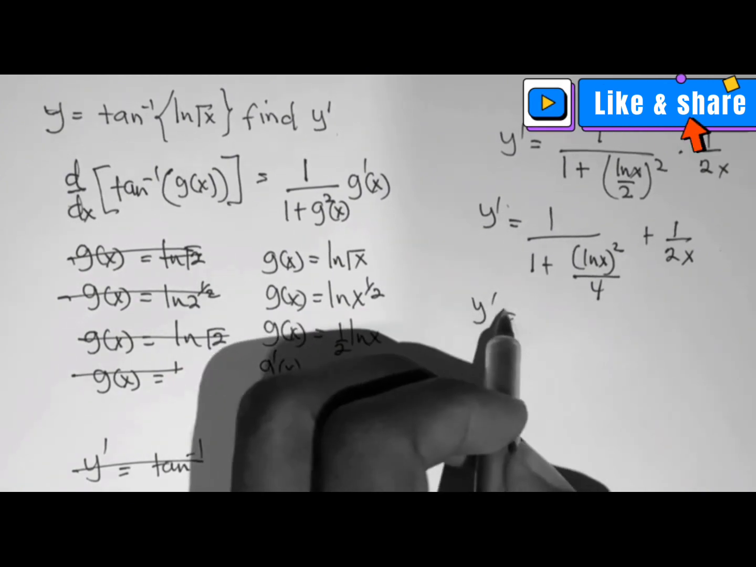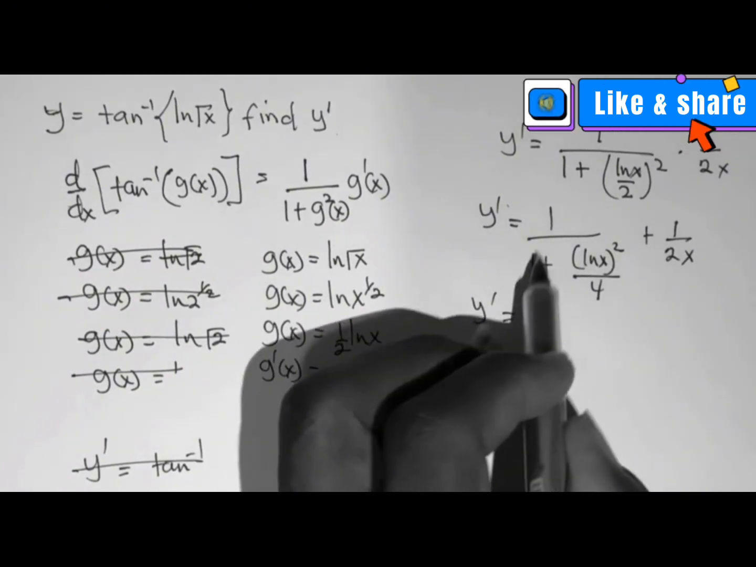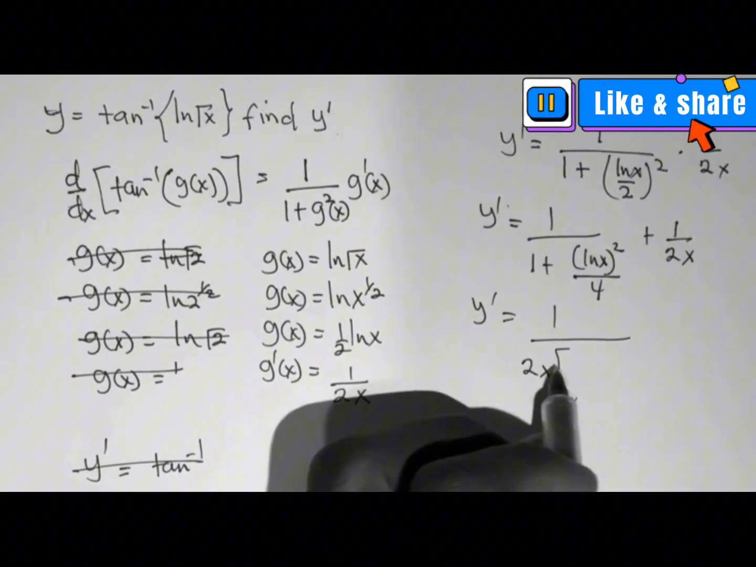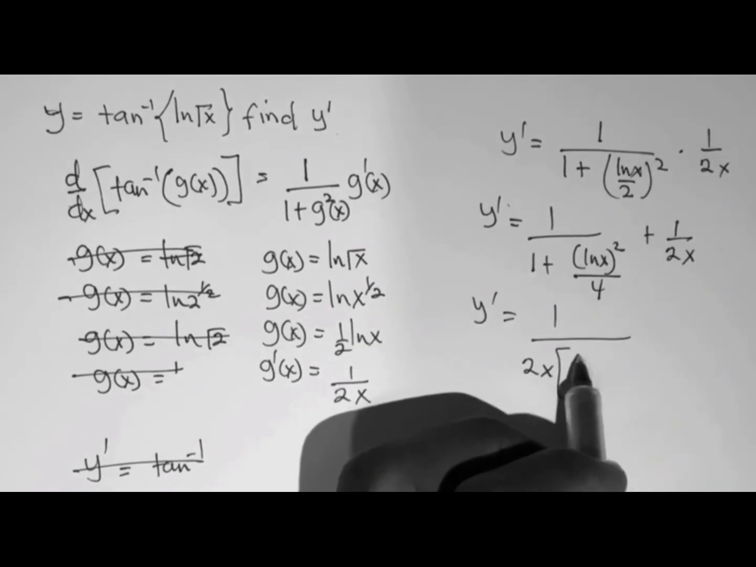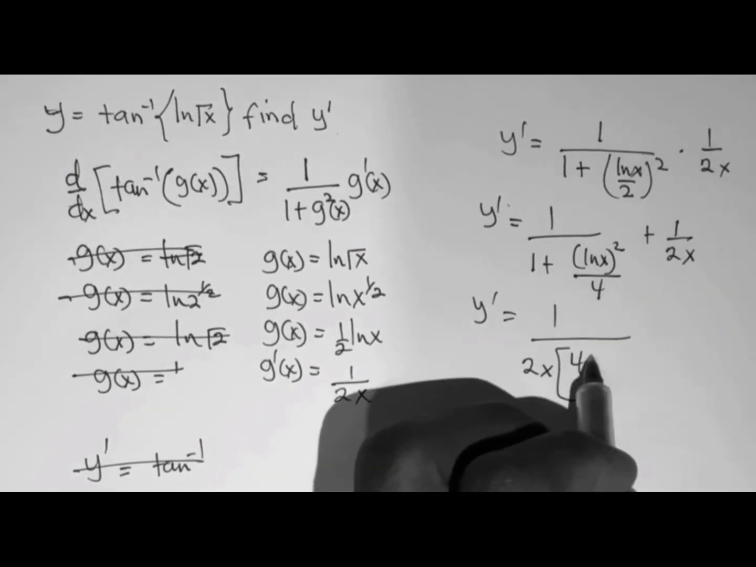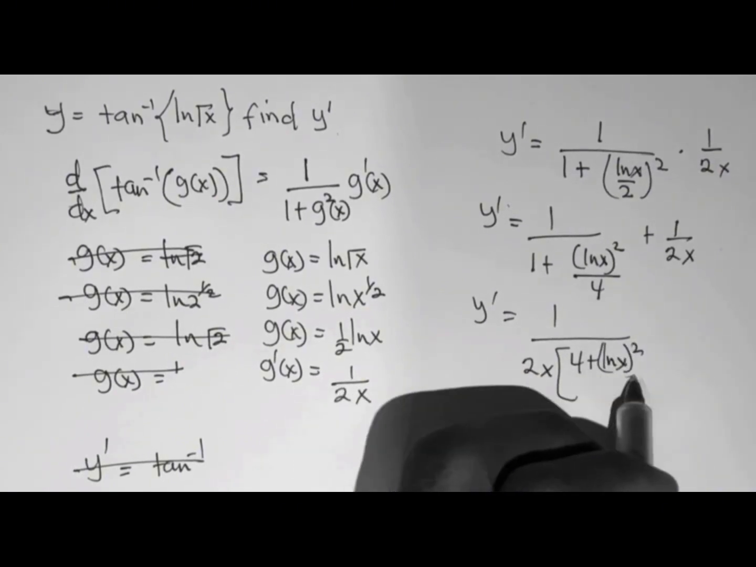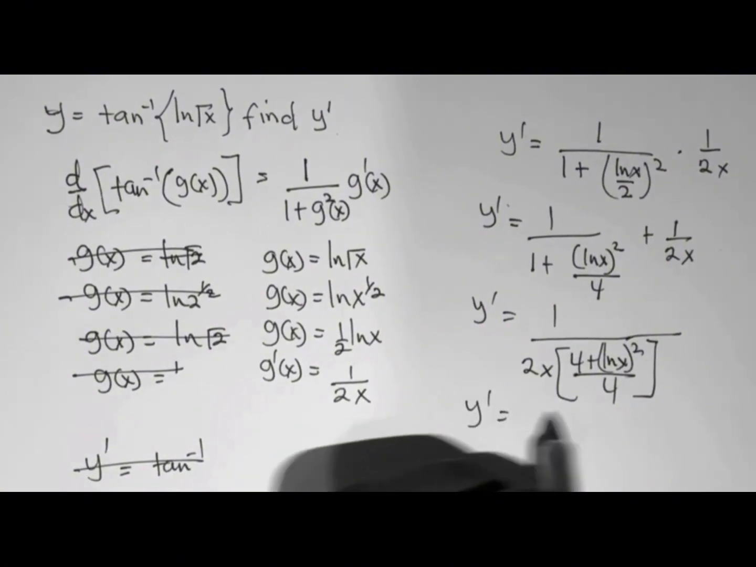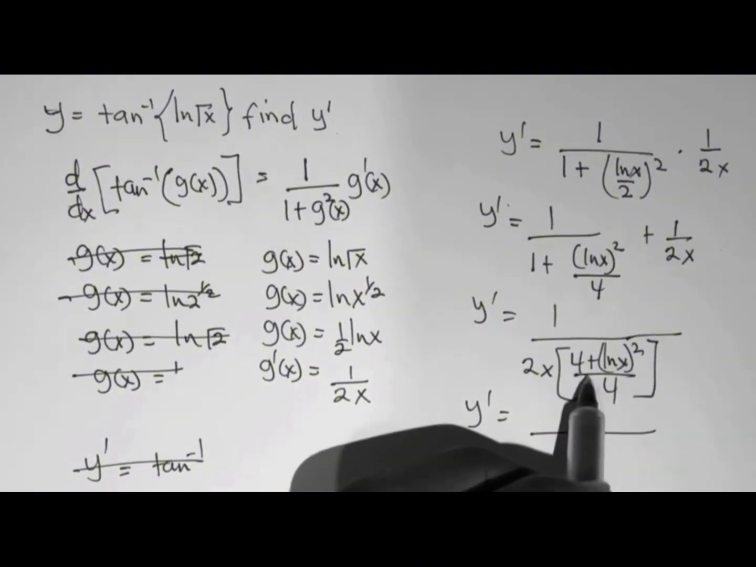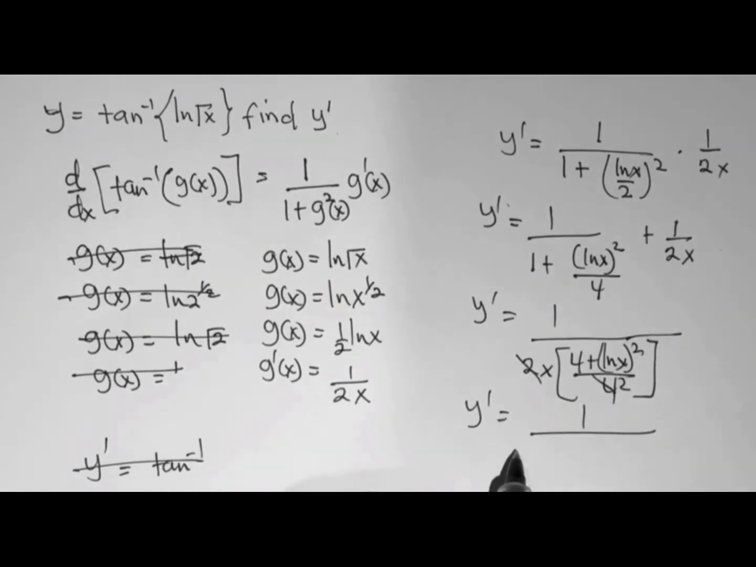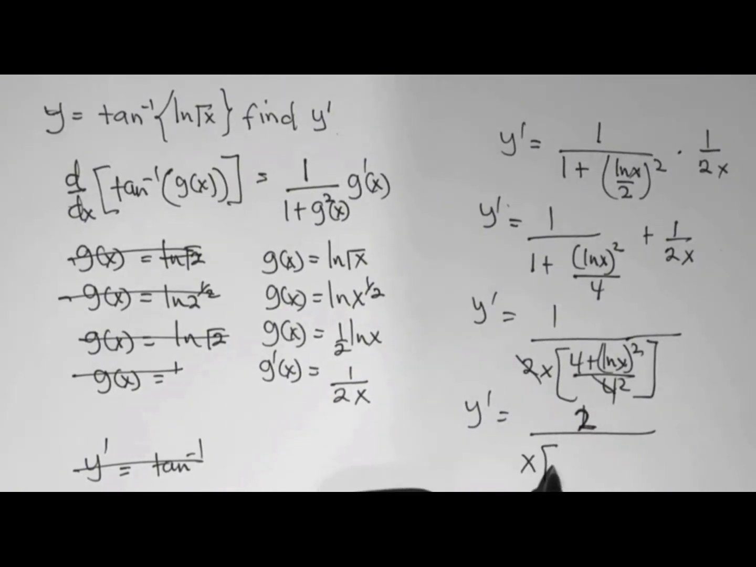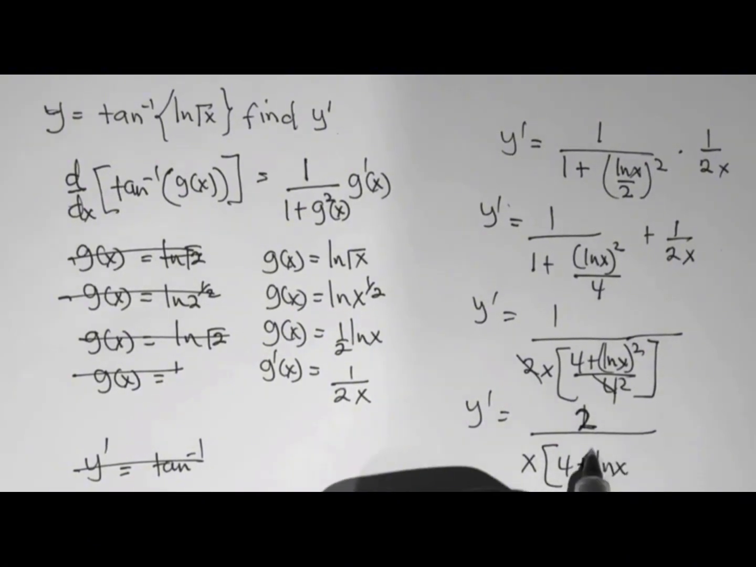So y prime is equal to 1 divided by, when you find the LCM, it gives you 4. So 4 plus ln x all squared divided by 4. And y prime is equal to 1 divided by 2x. We'll cancel the 4 two times, and then 2 can go up. So that becomes 2 divided by x times 4 plus ln x all squared.